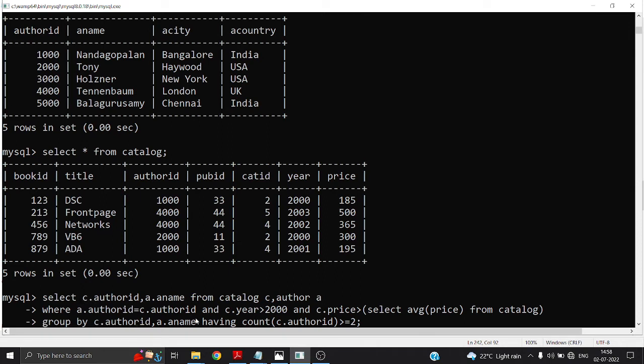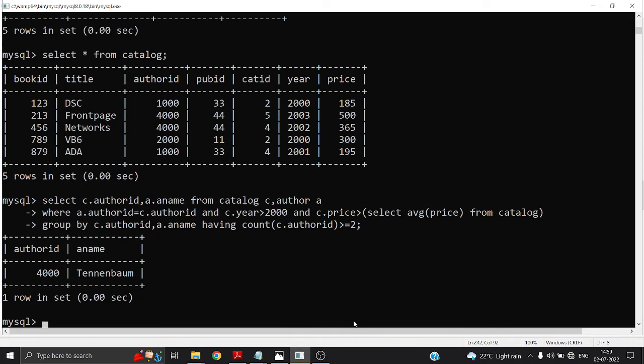Then having, what is the condition we are going to check? The author ID, that means whether that author is having two or more books or not, that we are checking with the count of C dot author ID greater than or equal to 2. When all these conditions are verified, we are able to get the output as 4010 and bar. So this is the case of the first query.